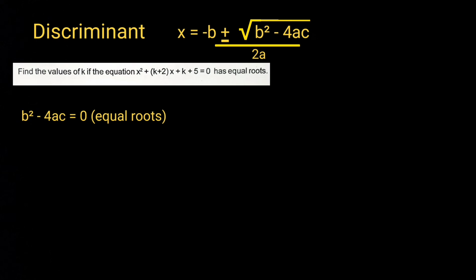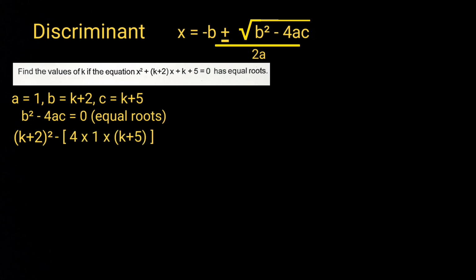Comparing this equation to the general equation of ax squared plus bx plus c, we can see that the value of a would be 1, the value of b would be k plus 2, and finally the value for c would be k plus 5. Let's just substitute these values into b squared minus 4ac equals 0, and we'll get (k plus 2) the whole squared minus 4 times 1 times (k plus 5) equals 0.